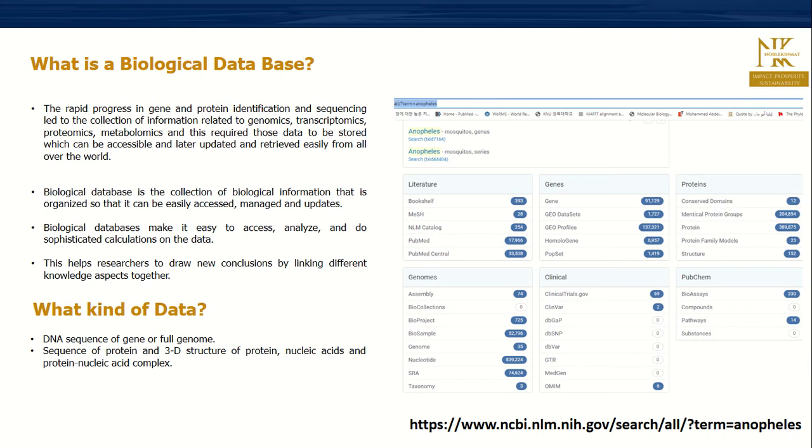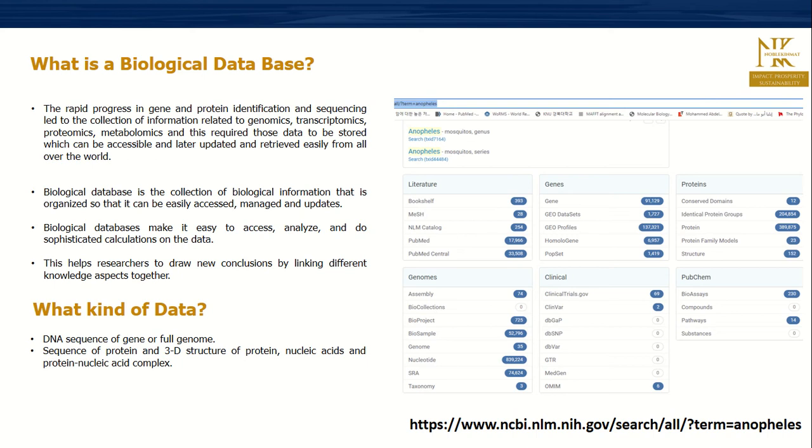What led to the bringing up of these different databases is the rapid rise in gene and protein identification and its sequencing. It has led to the collection of information related to the areas of omics sciences. This is needed because the effort of understanding the sequence or annotating genes is a collective global responsibility, so that we can have ample information at our fingertips.